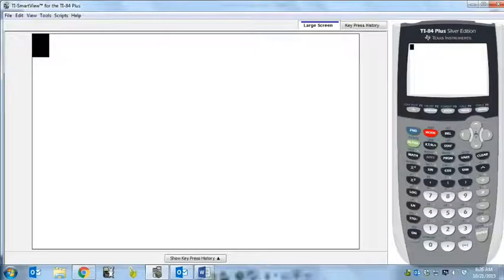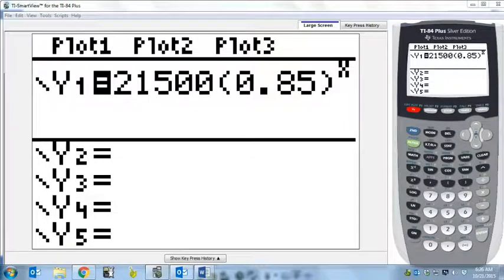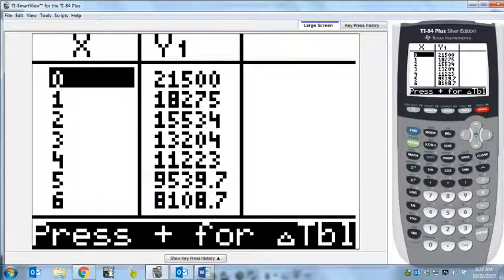Alright, so let's get those calculators out. I'm going to hit y equals. Then I'm going to type this function in: $21,500, 0.85 to the x. And you can look at the graph right now, but it really won't make a difference because we're not going to use the graph yet. I just want to go to second graph, and that's actually where the table is.